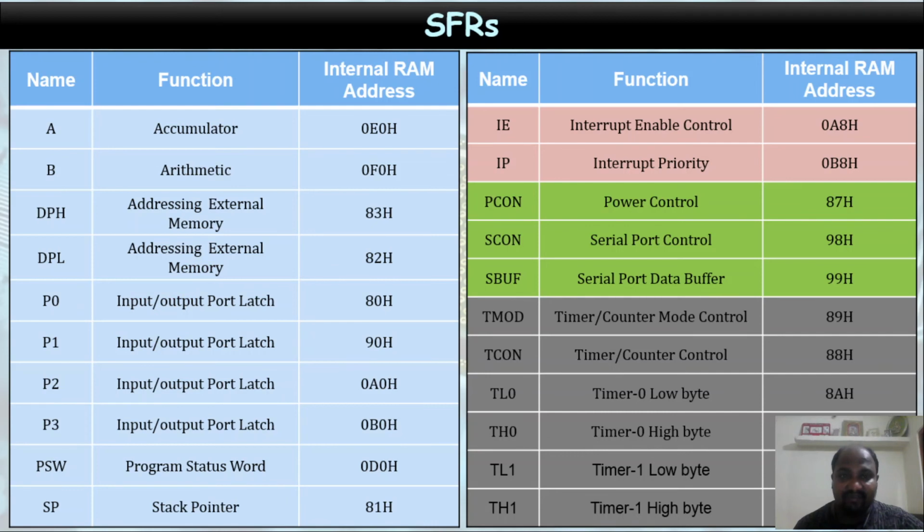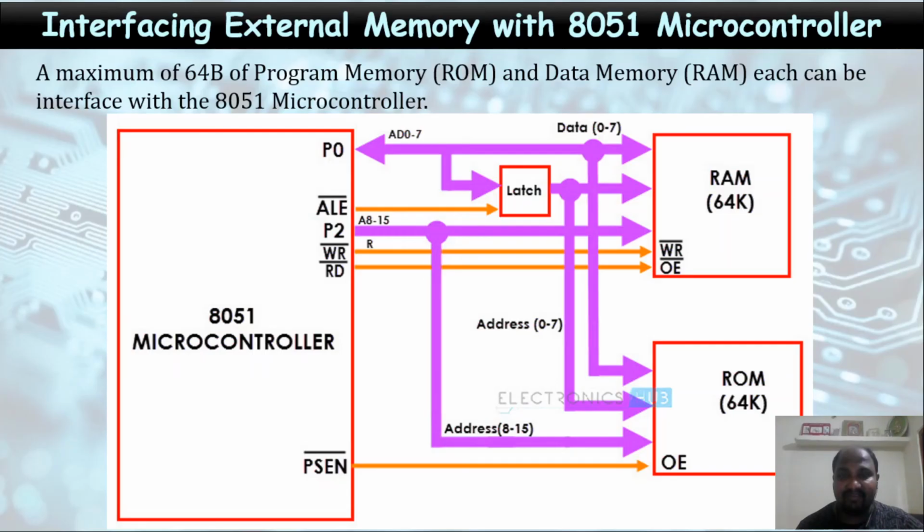So coming to the special function registers, these are the different special function registers like accumulator, arithmetic and logic, DPH, DPL, port registers P0, P1, P2, P3, program status word, stack pointer, IE, IP, PCON, SCON, SBUF, TMOD, TCON, TL0, TH0, TL1 and TH1. And each of these registers will have a separate internal RAM address.